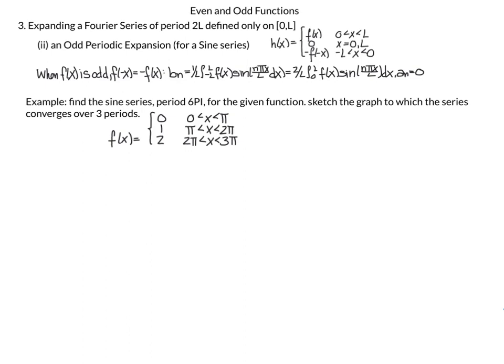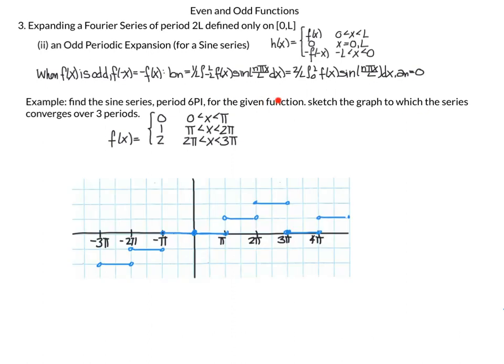So f of x is equal to 0 when x is between 0 and pi. It's 1 when x is between pi and 2 pi, and it's 2 when x is between 2 pi and 3 pi. As I had mentioned, even though they don't ask for it, I like to sketch the graph of the original f of x. So it's 0 between 0 and pi, and it's 1 between pi and 2 pi, and it's 2 between 2 pi and 3 pi. So this is my original series here, and I went ahead and made it periodic.